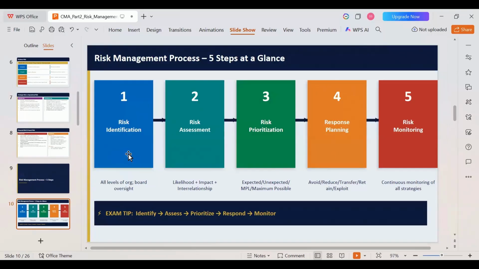Then comes risk prioritization. Once you assess the risk, you will come to know which risk is more impactful, which will cause the highest risk for the company and which causes the lowest risk. And we will be prioritizing the highest risk factors first. Then comes response planning. Now that we have prioritized the risks, we should know how we can respond to them. So we will have to find out the best responses for them.